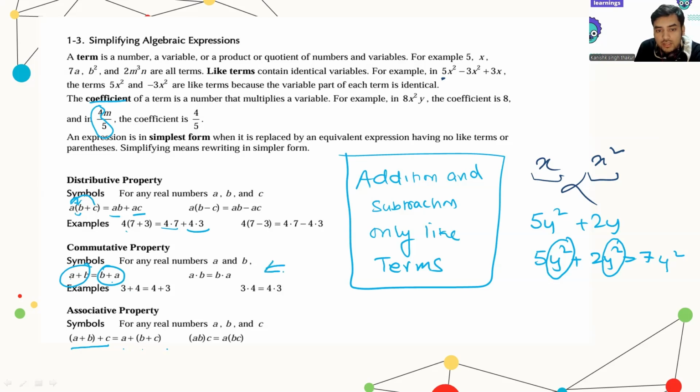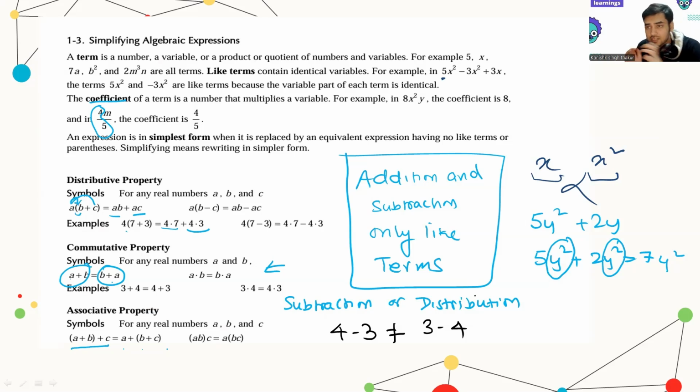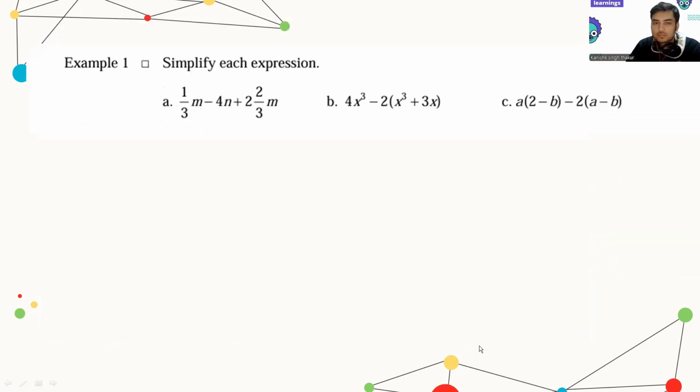Now, the commutative property is not valid for subtraction and division, right? Wherever order matters, the commutative property won't be valid. Why am I saying this? See, 4 take away 3 is not equal to 3 take away 4. In the same way, 4 divided by 3 is not equal to 3 divided by 4. So whenever you see subtraction and division, just be aware, because it is not valid. So let's go ahead and do some questions on this.